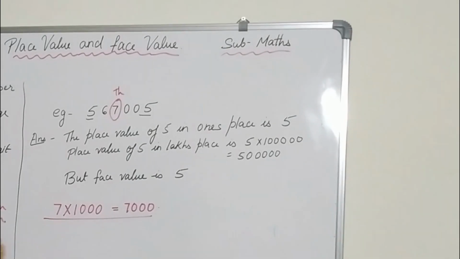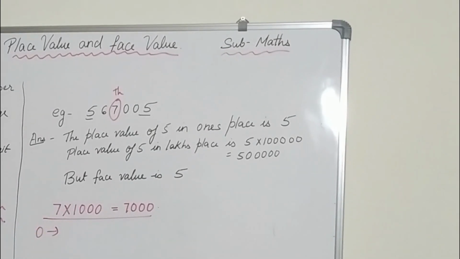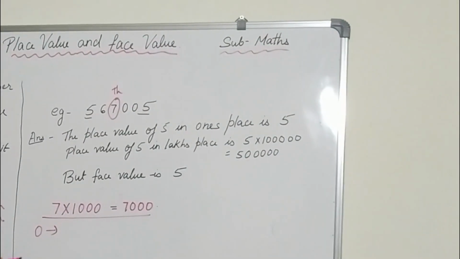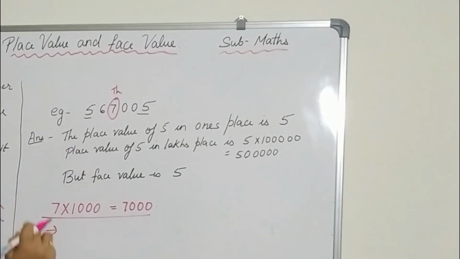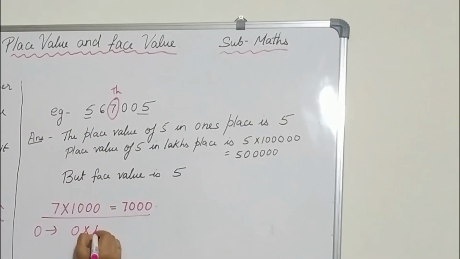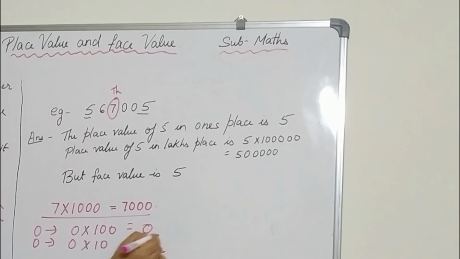So there are two zeros. If you have to find the place value of 0, there are two zeros over here. So the place value of 0 is 0 into any number. Say it is placed in the 100 place, it is 0. If it is placed in the tens place also, the place value is 0 only. So if 0 is there, the place value will be 0 itself. If it is multiplied by any digit, it comes to 0. So the place value is 0.